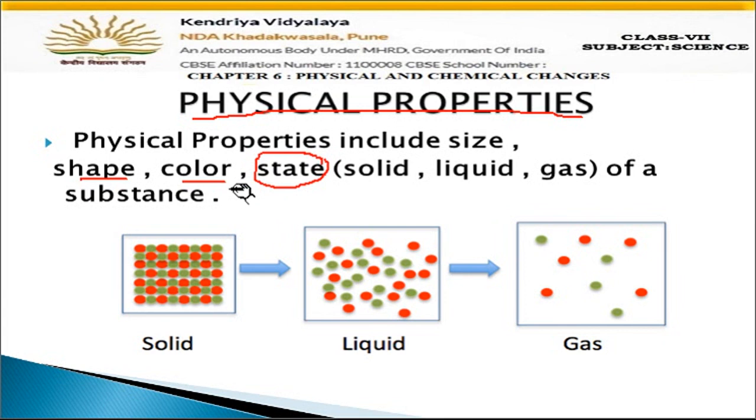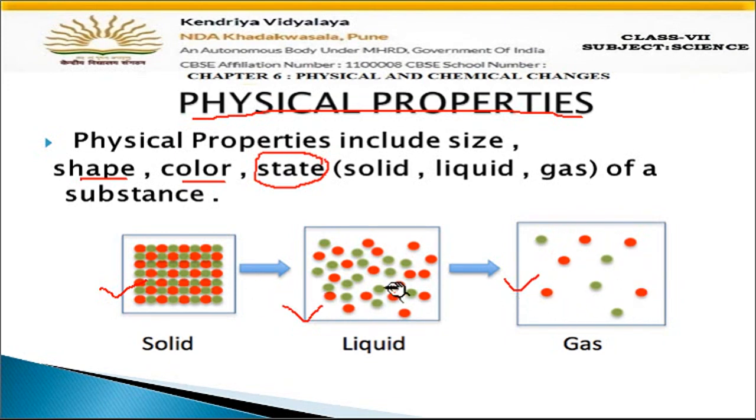So physical properties are the properties which can be felt or which can be observed from outside. All these are physical properties. Shape, color, state, these are all physical properties of substances. You can see in solids here how the molecules are tightly packed, whereas in liquids there are some gaps in between. Gases have a lot of intermolecular spaces between the molecules.